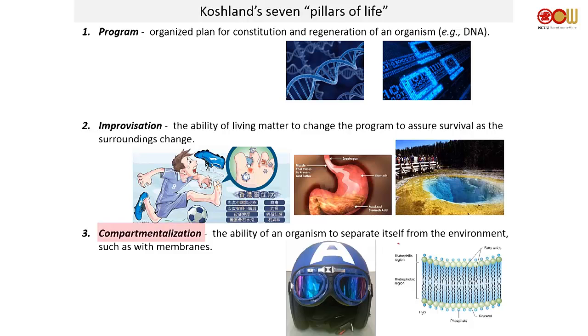And then 3, compartmentalization. This is the ability of an organism to separate itself from the environment, such as with membranes. This is important because you need to be able to tell what's you and what's not you. Everything in me is me, and everything outside is the environment. If you don't have a cell membrane, your proteins and your DNA will leak, so obviously you don't have life. You need to be able to draw a little circle and say, this is my personal bubble. You don't touch it.